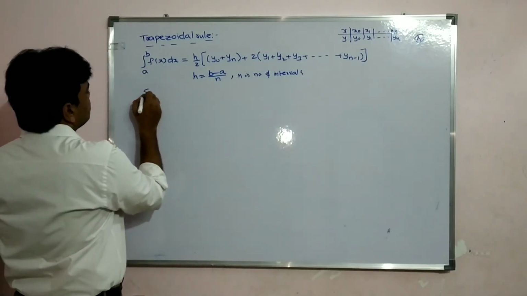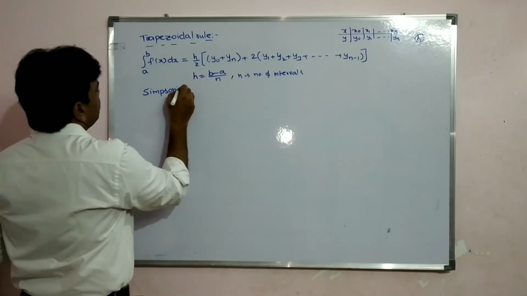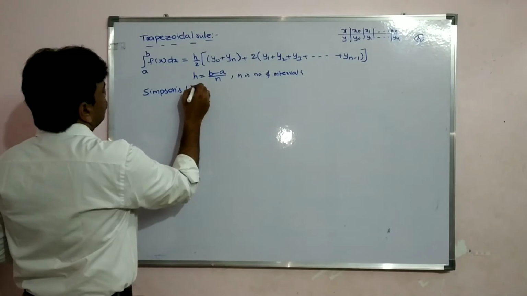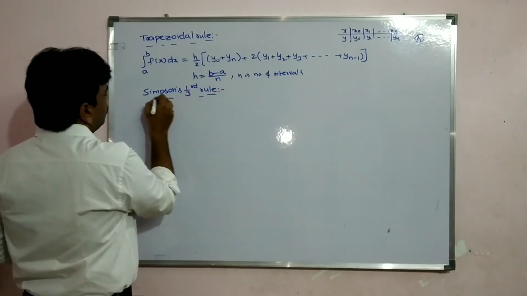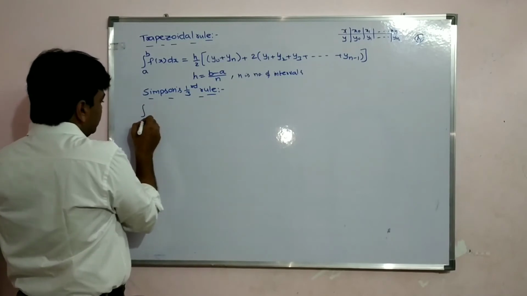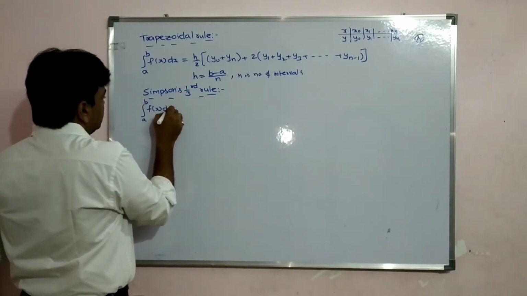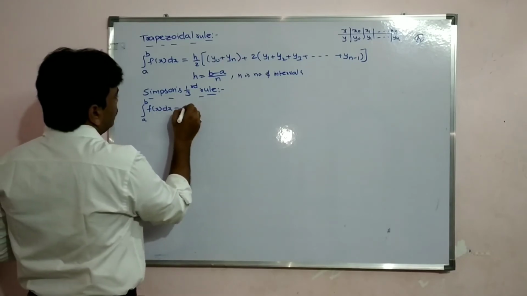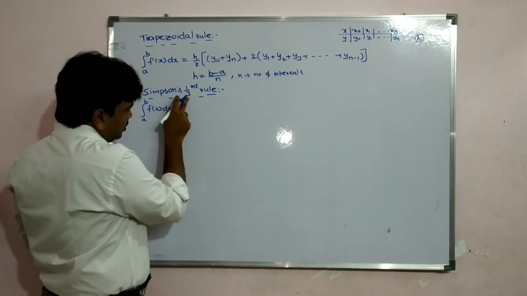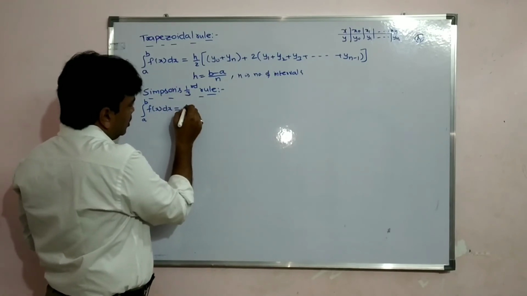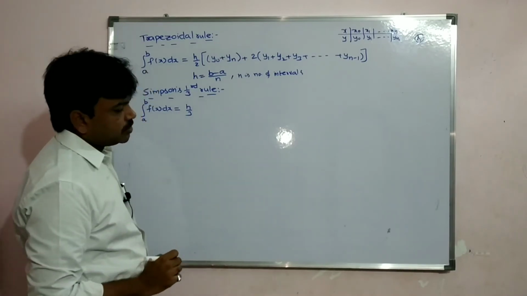And then Simpson's 1/3 rule, students. Here also we are evaluating definite integral, students. Integral a to b f of x dx. That is equal to, see, students, we can easily remember this formula. We have 1/3, students, here. So, right here, h by 3.